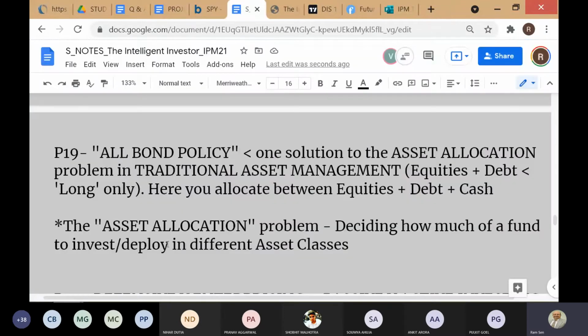So this has a specific meaning. You need to be aware of it. This is basically about deciding how much of a fund to invest in different asset classes. Actually, this terminology is not very correct if you use English in a very strict way, but this kind of problem exists in industry, in a lot of the terms that we use.